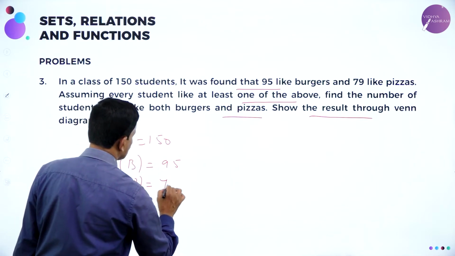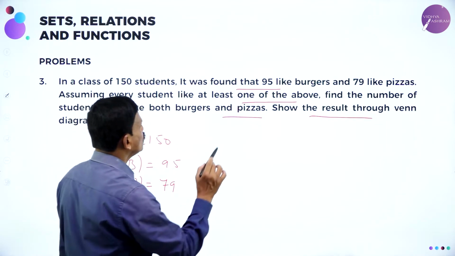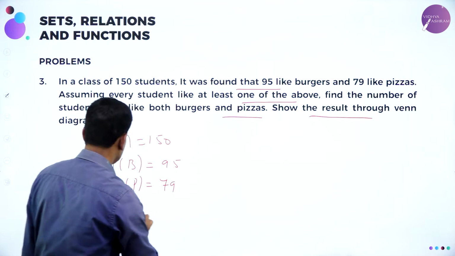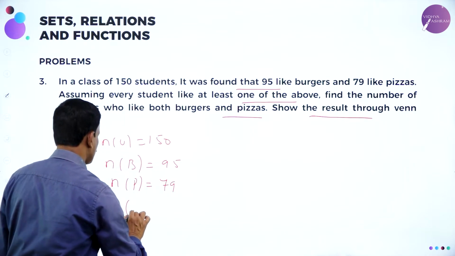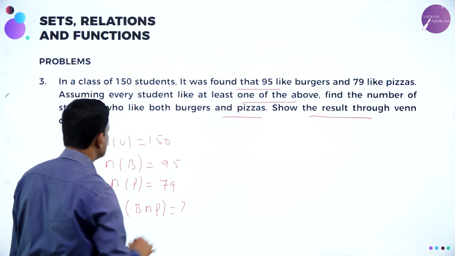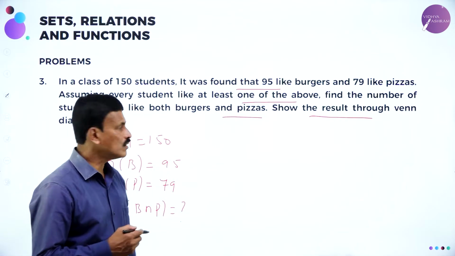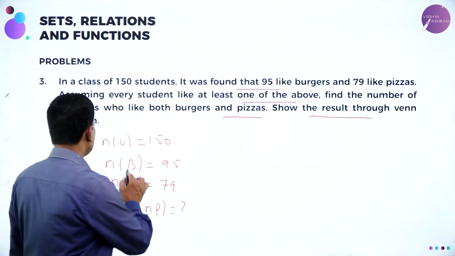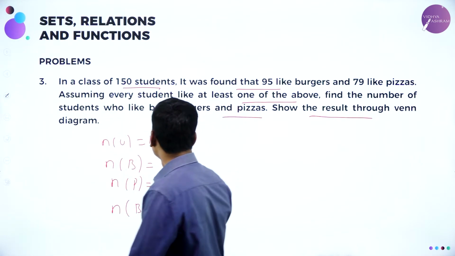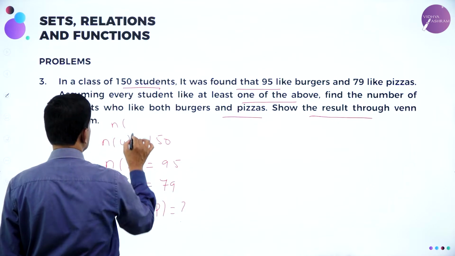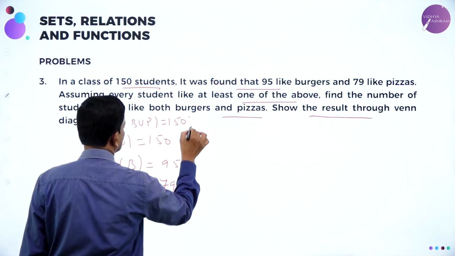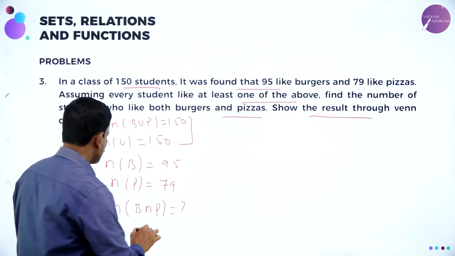That's equal to 79. Now, find the number of students who like both burger and pizza. So, n of B intersection P is to be determined. That's all. This is given. Okay. Now, very simple problem. N of U, number of students. In a class of 150 students, the number of students who like burger or pizza is 150. That is given. So, now using this, find out the formula.